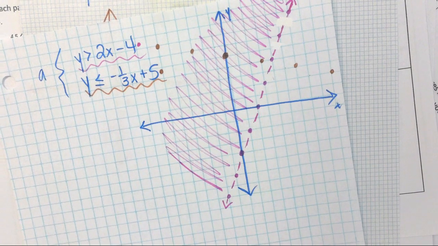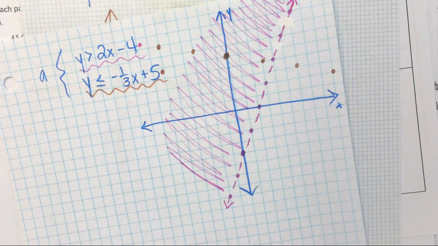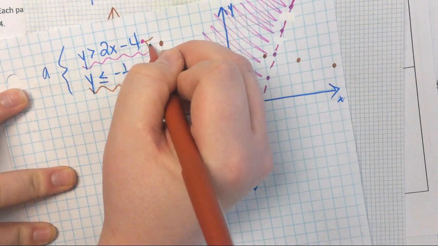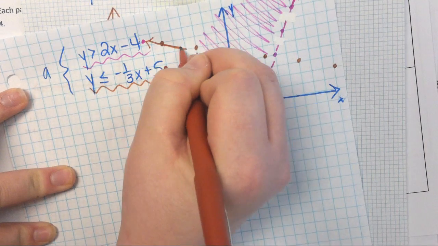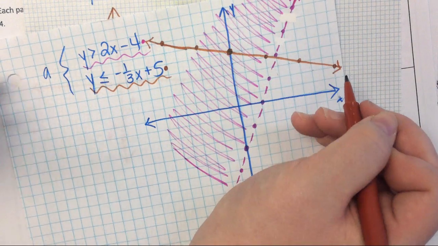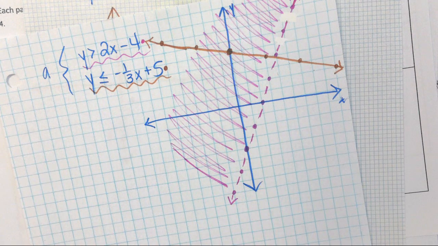When I connect my brown line, do I use a solid or a dashed line? Solid, because it's less than or equal to. So I have a solid line. And then with less than or equal to, do you shade above or below your line? Below, she said.